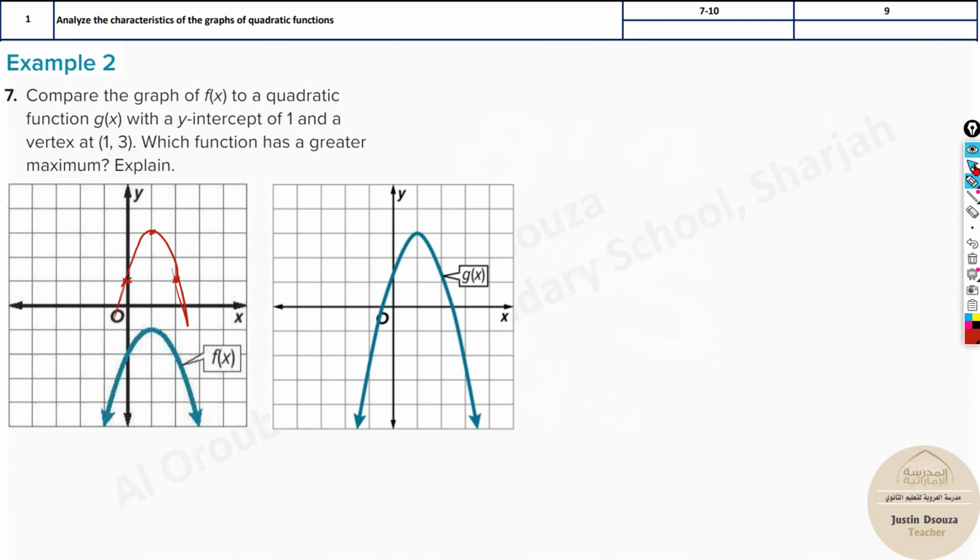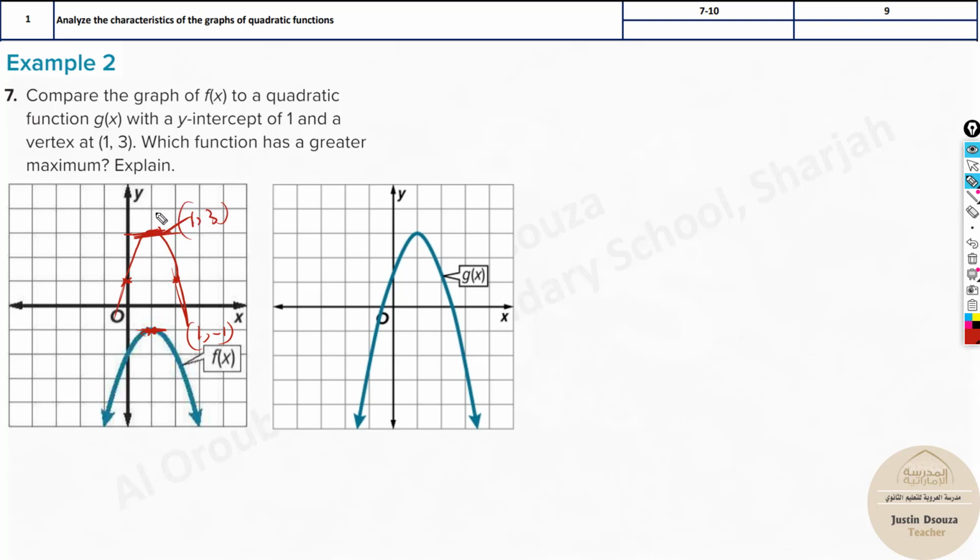Just to understand the difference between these two graphs, which is having a greater maximum? Obviously this graph, right? Its maximum is over here, whereas this maximum is just over here. And what else do you need to know? You just have to compare a few things. The y-intercept is over here, and the vertex over here is at (1, -1). The vertex over here was given as (1, 3).